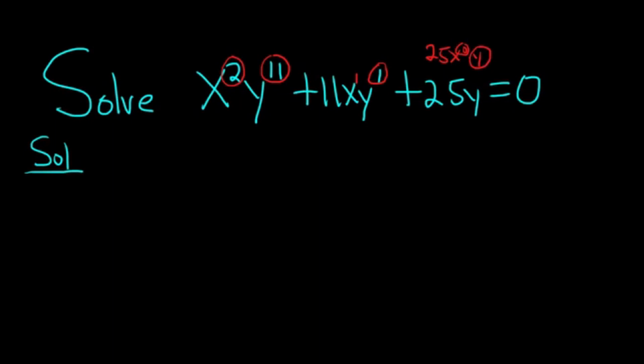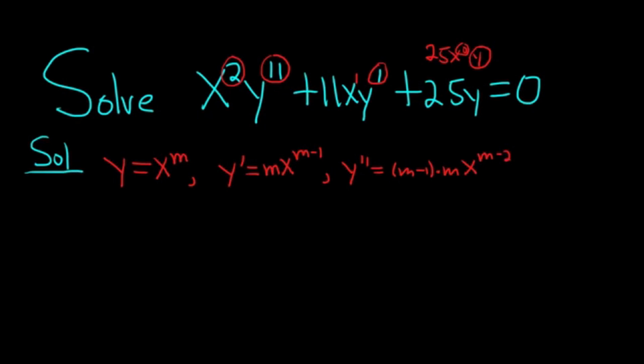So we start all of these by letting y be equal to x to the m. The next step is to differentiate y and then plug it into the differential equation. So using the power rule, we bring the m down, and then we subtract 1 from the exponent, so we get m minus 1. Then we do it again, y double prime. This will be m minus 1 times m, and subtracting 1 we get x to the m minus 2.